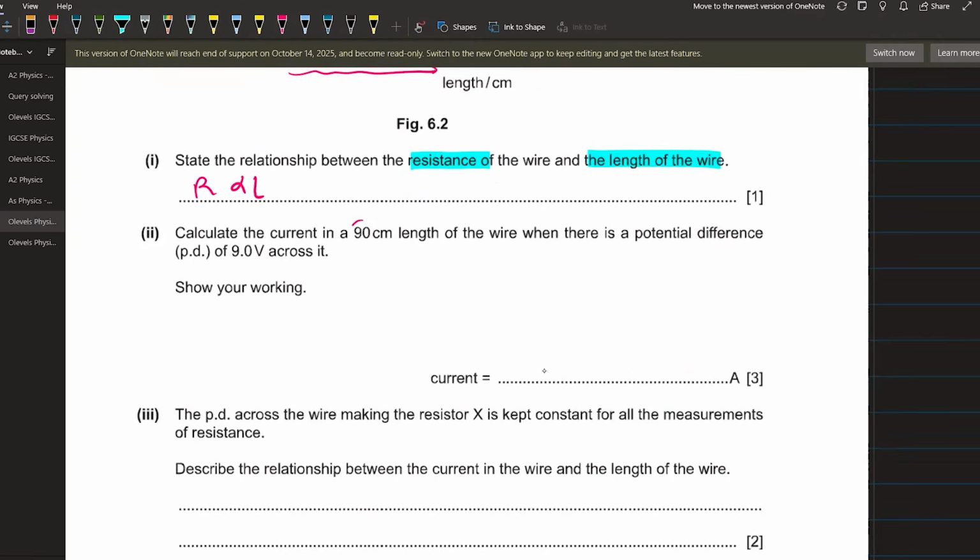Calculate the current in a 90 centimeter length of the wire when there is a potential difference of 9 volts across it.